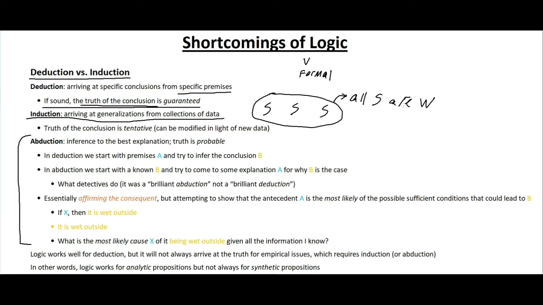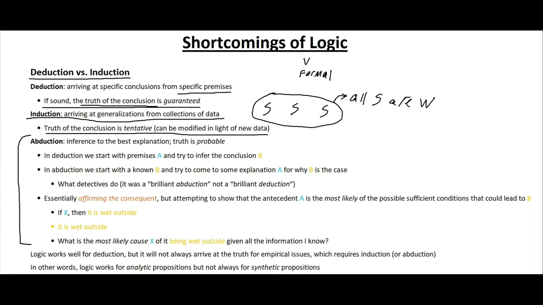But then the shortcoming of induction is that this is a tentative conclusion. The truth of the conclusion is tentative, so it can be modified in light of new data. And in fact, this conclusion did have to be modified, at least by Europeans. So this is obviously a Eurocentric way of looking at it. Europeans discovered, I believe in New Zealand, that there are actually black swans. And so this conclusion that all swans are white ended up not being the case, and the generalization had to be modified in light of this new data.